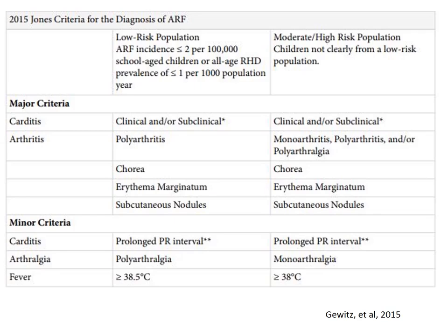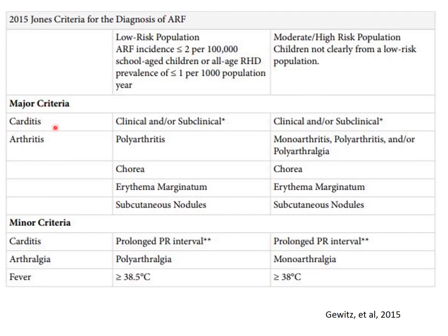And in this slide, you see the 2015 Jones criteria for the diagnosis of acute rheumatic fever. And you have the low-risk population and moderate to high-risk population with their definitions. So acute rheumatic fever incidence of equal to or more than 2 per 100,000 population school-age children, or all-age rheumatic heart disease prevalence of more than 1 per 1,000 population per year. This is a low-risk population. Anything less than 2 or less, 1 or less, will be a low-risk population. The moderate and high-risk population are children not clearly from the low-risk population.